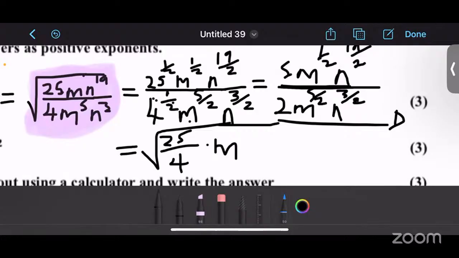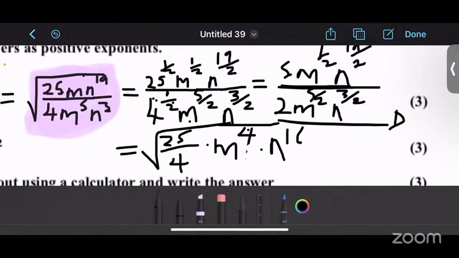Learning new things every day. Square root of m to the 4. And then I said 19 minus 3, which gave me 16. So I also said square root of n to the 16.